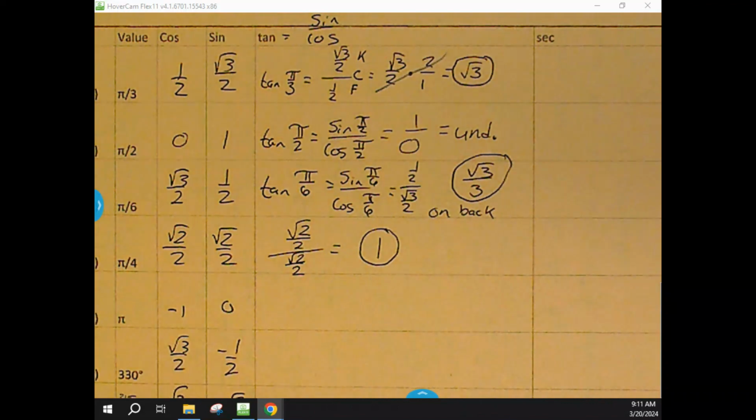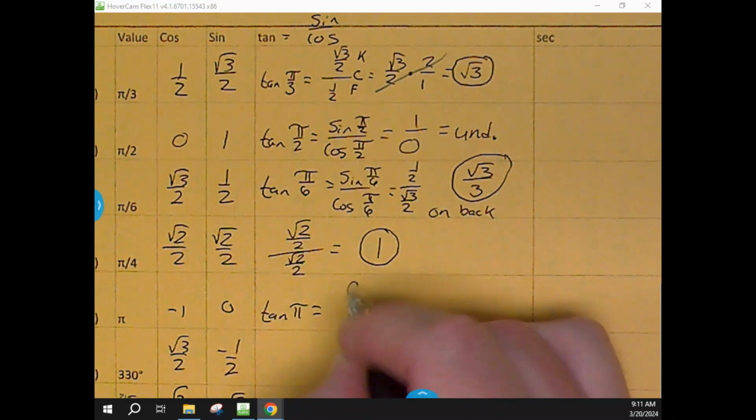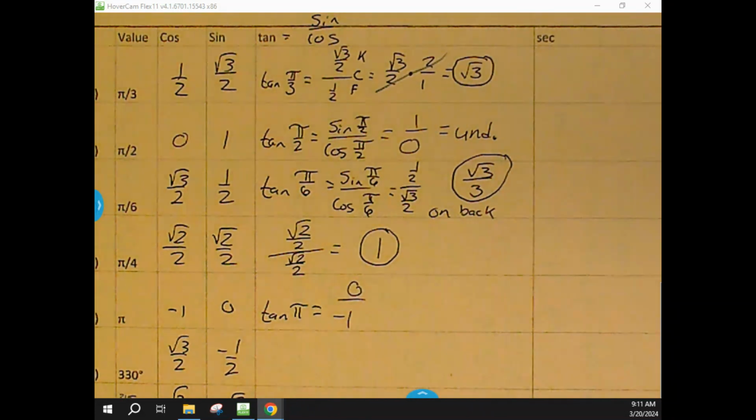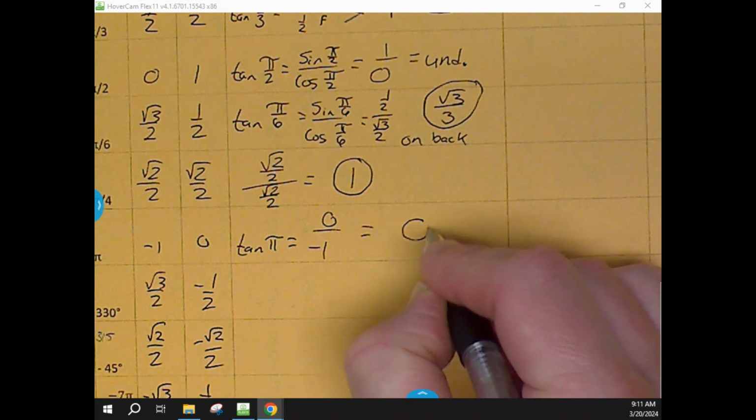When you get to the next one for pi, if you do tangent of pi, again, sine over cosine, that's 0 over negative 1. Ooh, gotta be careful again. 0 on the bottom is undefined, 0 on the top is, there we go, we got 0.